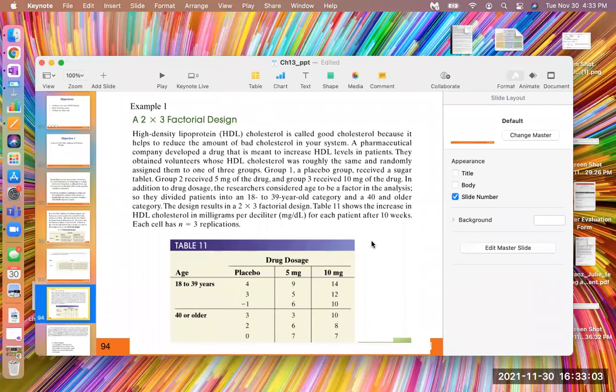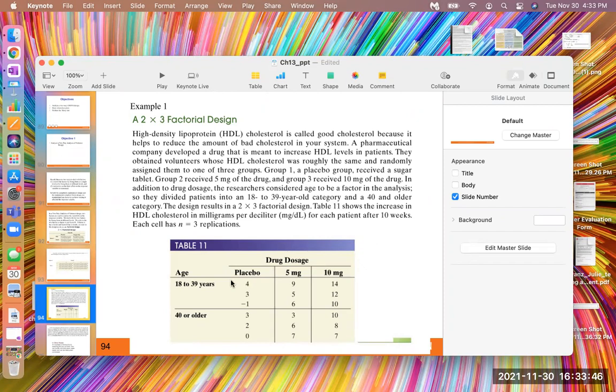High density lipoprotein, HDL cholesterol, is a good cholesterol because it helps to reduce the amount of bad cholesterol in your system. A pharmaceutical company developed a drug that is meant to increase HDL levels in patients. They obtained volunteers whose HDL cholesterol levels were roughly the same and randomly assigned them to 3 groups. Group 1 was a placebo group. Group 2 was 5 milligrams of the drug, and group 3 was 10 milligrams of the drug. In addition to the drug doses, the researchers considered age to be a factor in the analysis. So they divided patients into the 18 to 39-year-old category and the 40 and older category. And the design is down below.